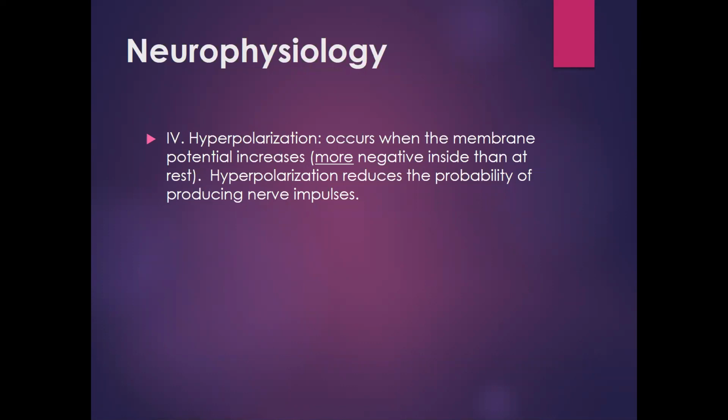And hyperpolarization reduces the probability of producing a nerve impulse. Are there times when we don't want our neurons to fire? Well, yeah, I don't want my neurons to fire when I'm asleep. I don't want to be aware of my surroundings. I want those neurons to fire that keep me alive while I'm asleep. But the neurons that make me aware of my surroundings, I want those hyperpolarized.